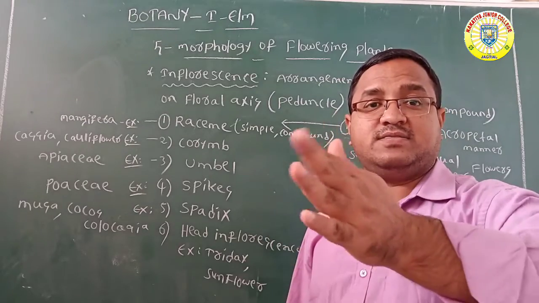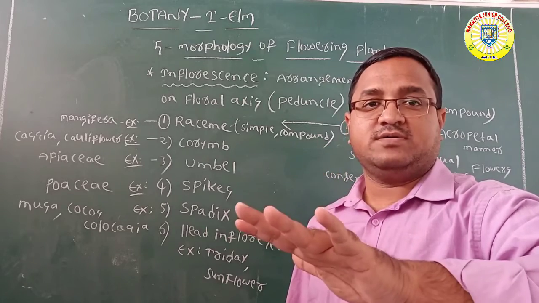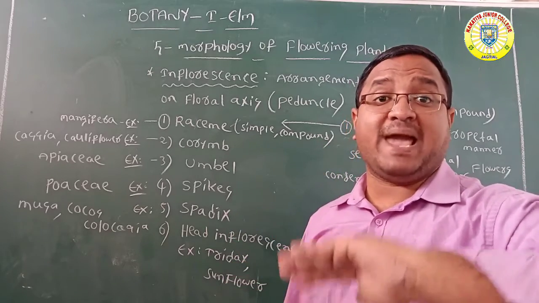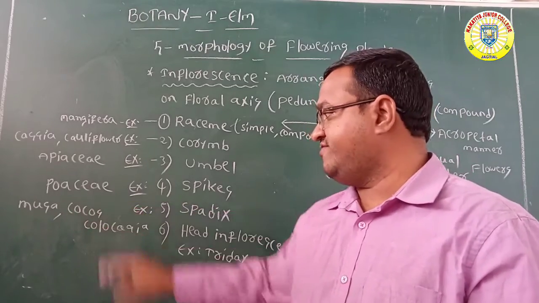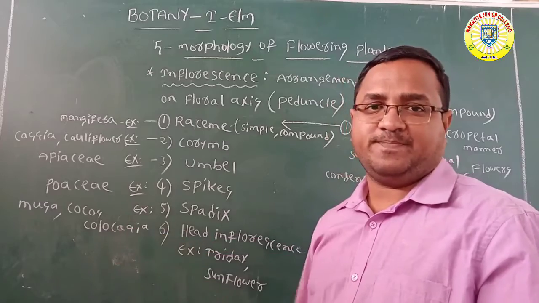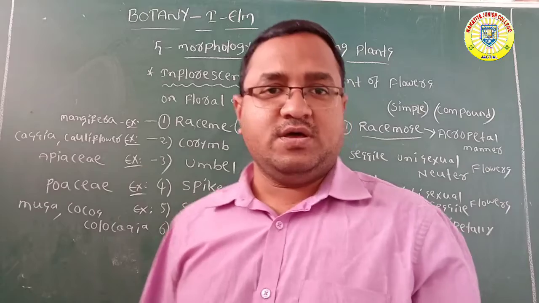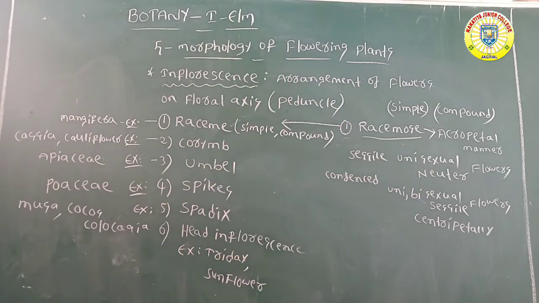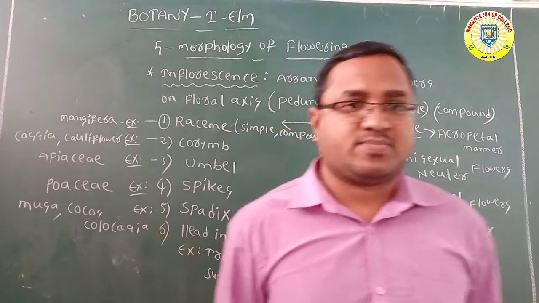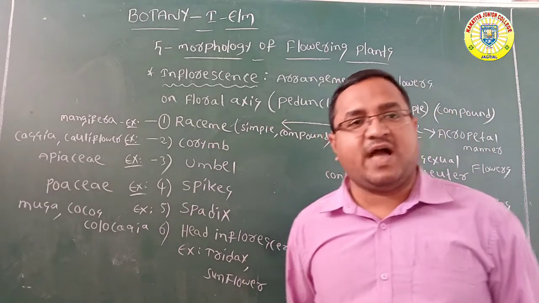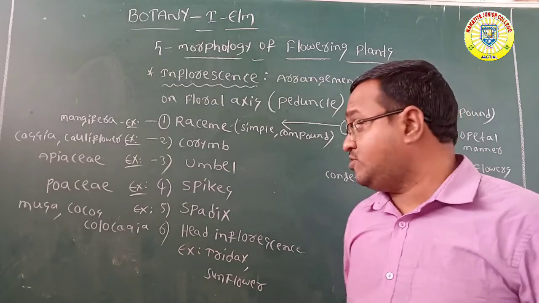In spadix, unisexual sessile flowers or neuter flowers are developed on the floral axis in acropetal manner. But here the inflorescence is covered with a special modified bract, called spathe, that you can remember. Examples, Musa paradisiaca, Cocos nucifera, Colocasia. Last one, head inflorescence. Best example, Asteraceae. The Asteraceae family is also called composite.